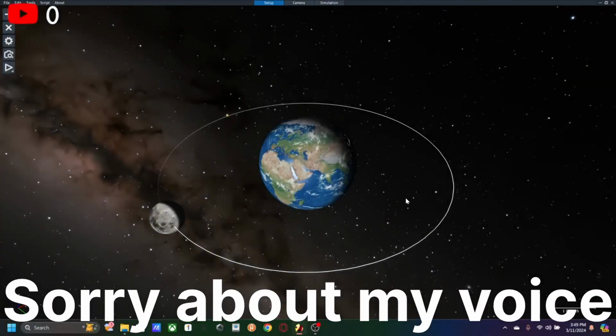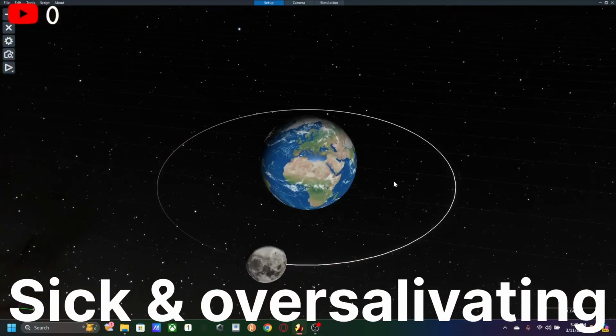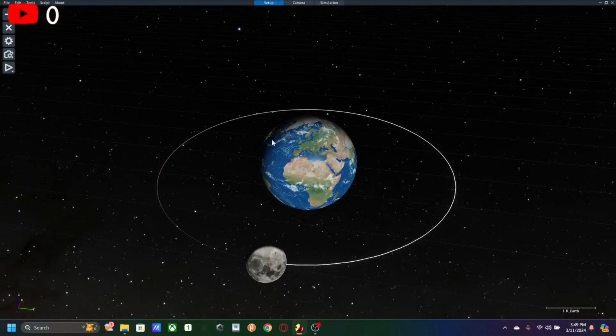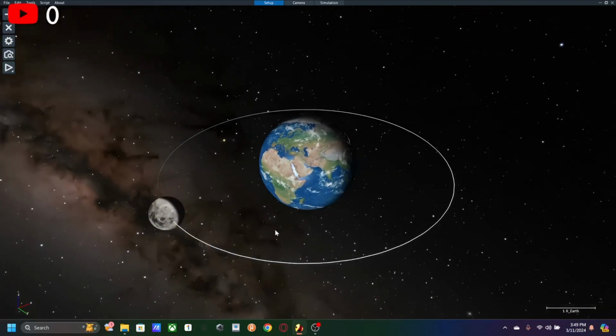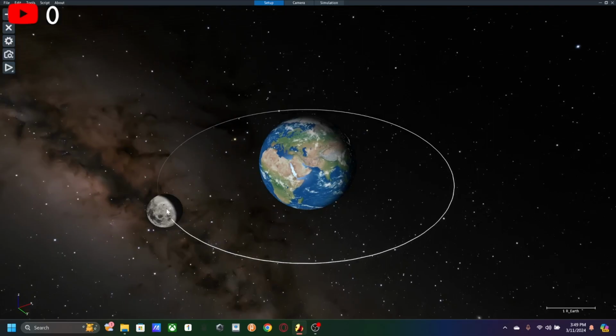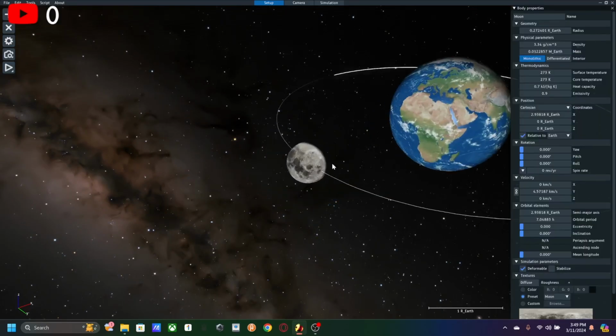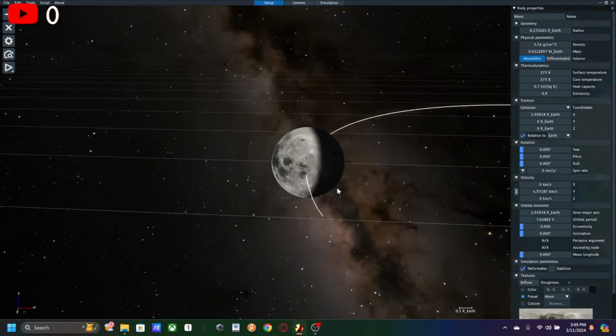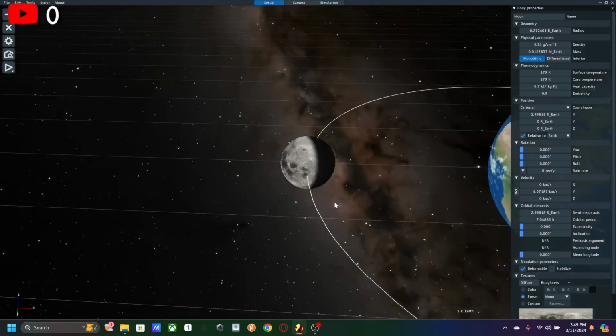Alright, so I'm going to be clearing up some misinformation about the Roche limit. So what even is the Roche limit anyways? The Roche limit is the closest an object can orbit to its parent before the tidal forces overpower the orbiter's own gravity. So currently right now, the moon is outside the Roche limit of the Earth.